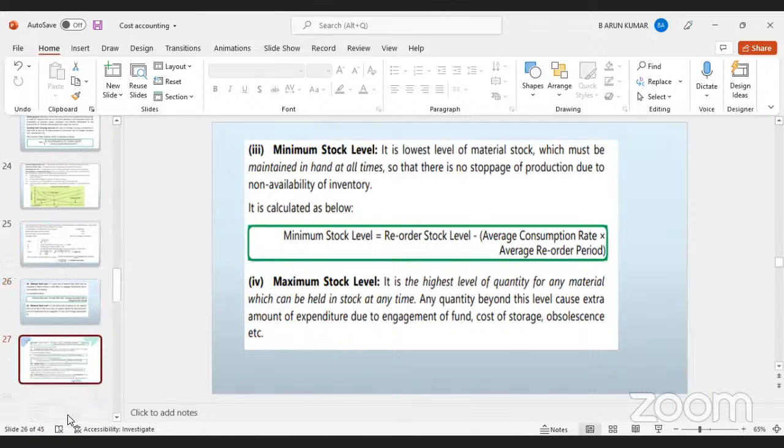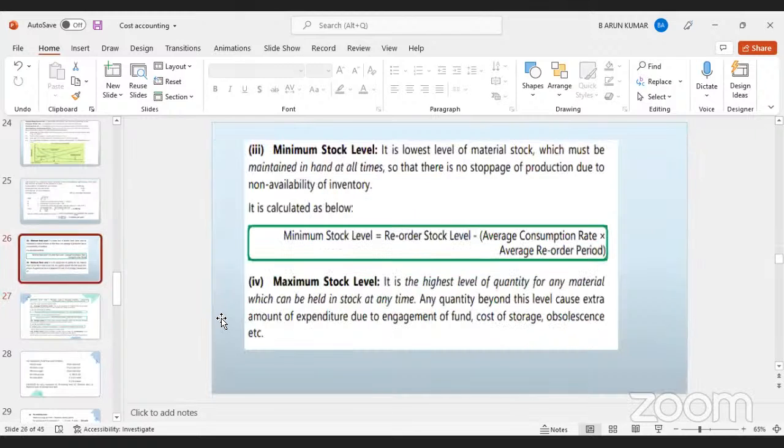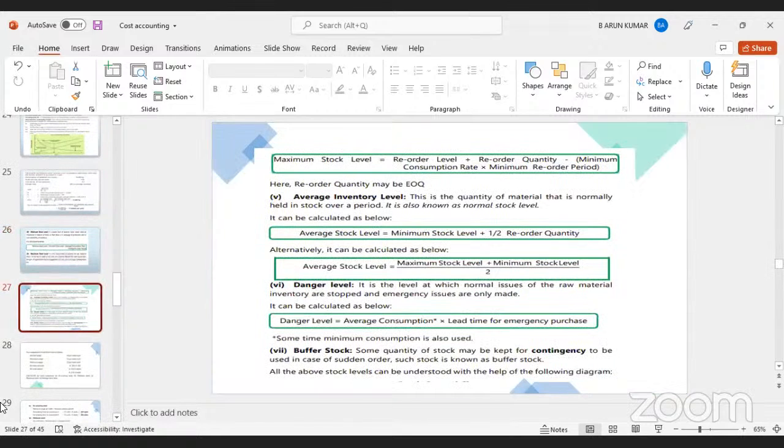Okay, this is the formula for maximum stock level, that is reorder level plus reorder quantity minus minimum consumption into minimum reorder period. And this is the formula for minimum stock level: reorder stock level minus average consumption into average reorder period. Everything is mentioned in the problem in the book, then we simply incorporate what we observed in that particular question into the formula, and we will get the answer.